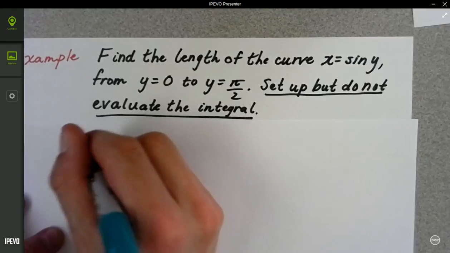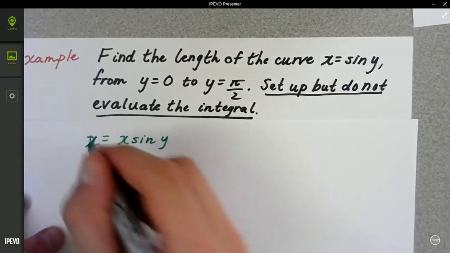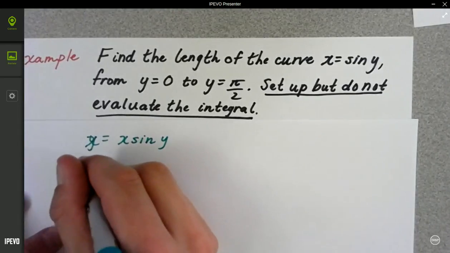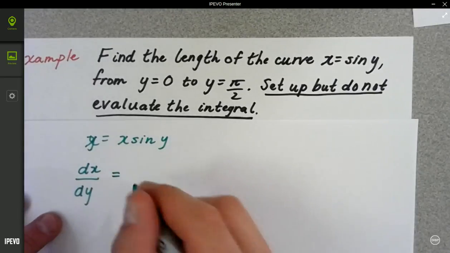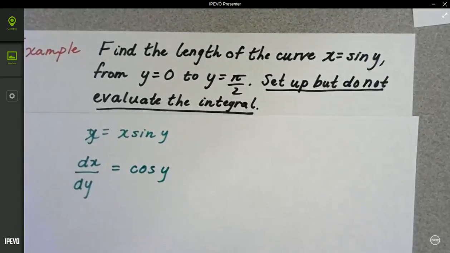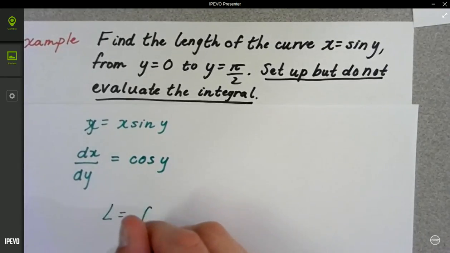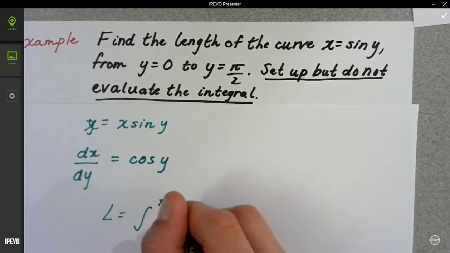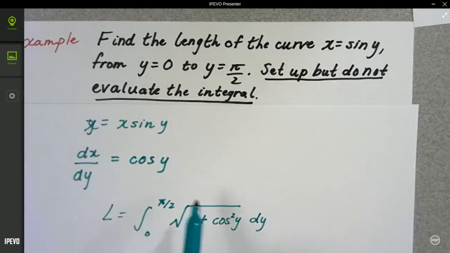So we know that x equals sine of y. Even though the curve is given as x in terms of y, we take dx dy, and that's going to equal cosine of y. Once we find that derivative, we plug it into our formula. We're going to have from 0 to pi over 2 the square root of 1 plus dx dy squared. So it's just going to be the square root of 1 plus cosine squared of y dy. And that is our integral.